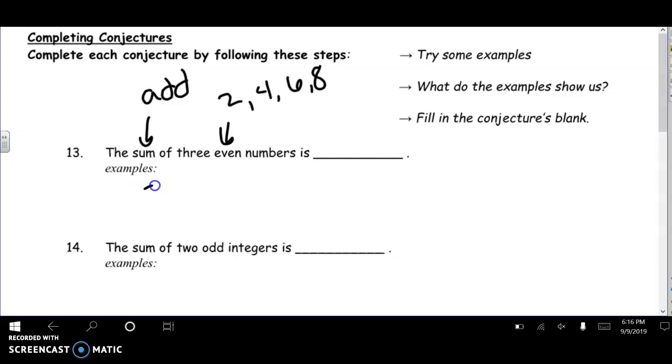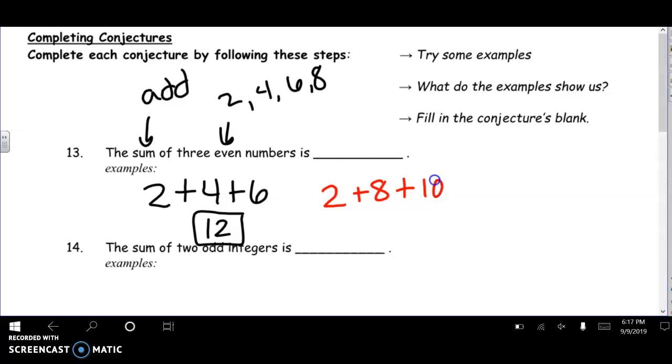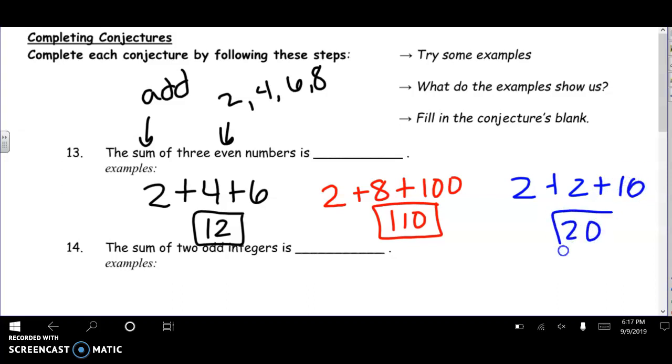So the sum of 3 even numbers, I'm going to take 2, 4, 6, and let's see, those add up to 12. I said 3 examples though, so I'm going to pick 3 other even numbers. I'm going to pick 2, 8, and 100. That's 110. There's nothing saying that they have to be different numbers, so I'm going to do 2 plus 2 plus 16. 16 gets me to 20. All of these numbers end up being even. See if you can figure out the next one, and then we're going to talk about what a counterexample is.